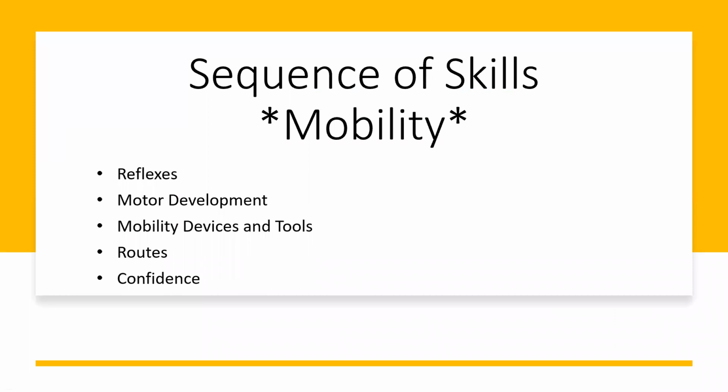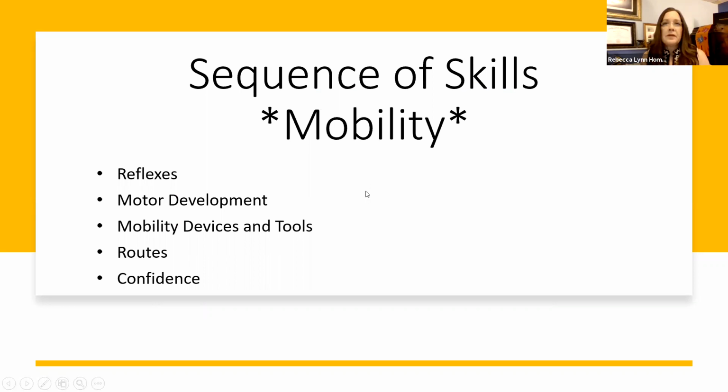Let's jump into the sequence of skills for mobility. We start with reflexes, which are involuntary movements or actions that are essential for survival. They can include sucking or blinking. They can include hiccuping. And these reflexes are innate, and then they're shaped into more physical actions. And then we go on to motor development, which is head control and rolling and sitting and standing. It's cruising and walking and running. And we continue to shape and refine the motor skills through repetition and intentionality.